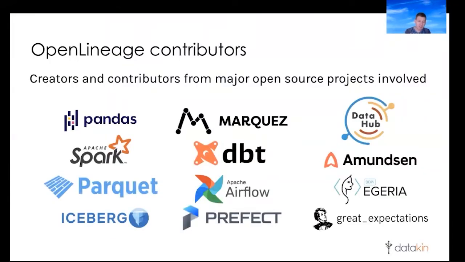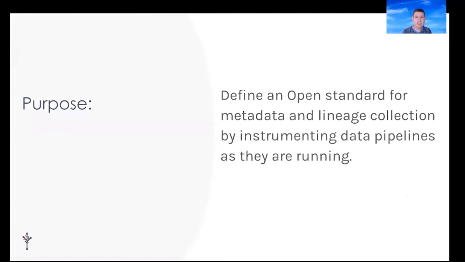And so we were very honored to be joined by a lot of key contributors in the data ecosystem to start the OpenLineage project. So this is really a group effort, when we got together and discussed how to create a standard for lineage and metadata collection, and really solve this problem of understanding how data flows through our data ecosystem. So the purpose of OpenLineage is to define an open standard for metadata lineage collection by instrumenting data pipelines as they are running.